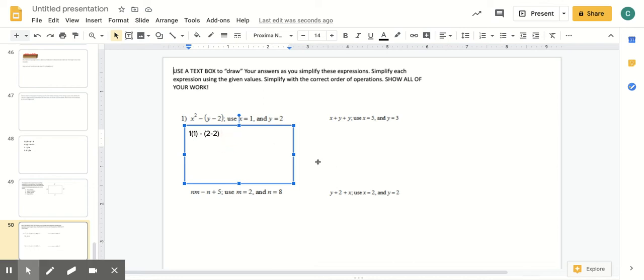We're going to check our work on solving all of these expressions. So first I need to plug in, substitute the values. I have a substitution value for x and a substitution value for y. So I plug in the 1 for x.